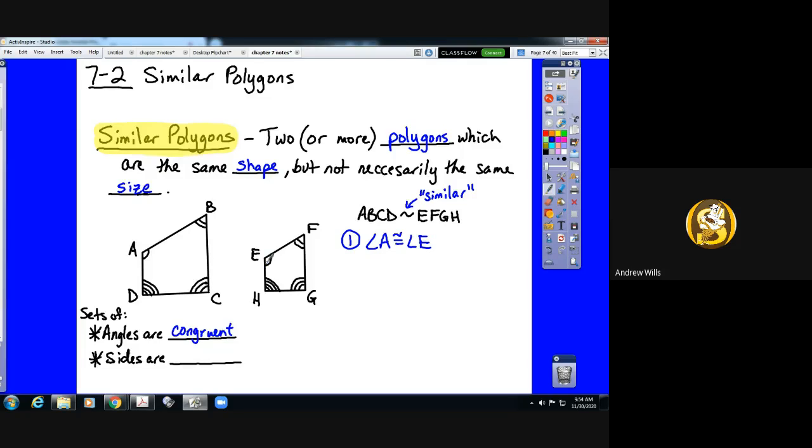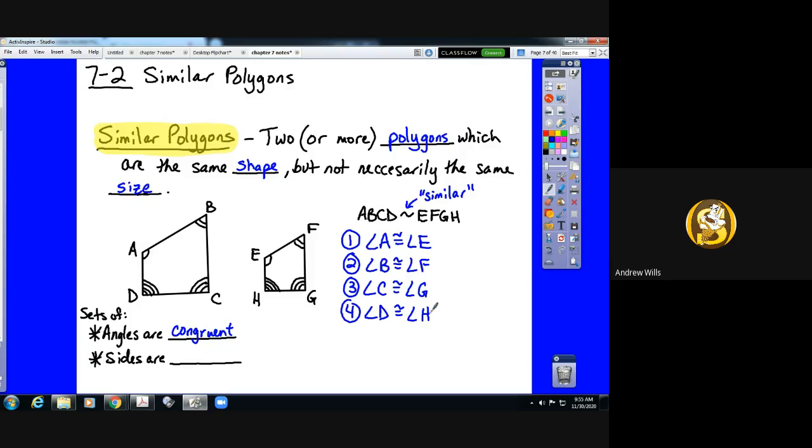We'll notice those are marked with one mark each in the picture. Angle B is congruent to angle F. Again, that's the second letter in each name. Angle C is congruent to angle G. And angle D is congruent to angle H. Okay, the angle pairs, those are congruent. And it's just like a congruence statement. They have to line up name to name. So the first letter, the first letter. The second letter and the second letter. The third letter and the third letter. Tell us which angles are congruent to each other.